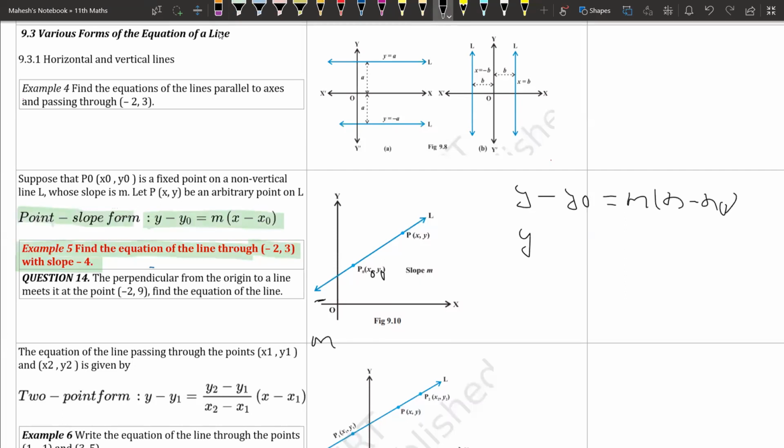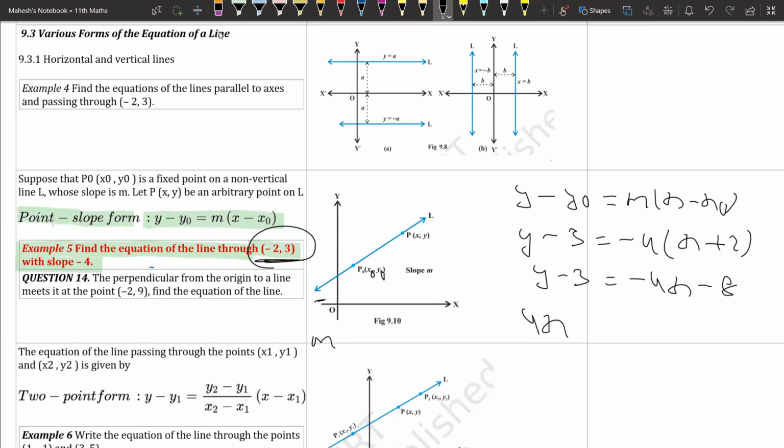Clearly, y is the general point, so y and x will be as they are. As you can see here, the coordinate of this point is (-2, 3), that means y naught is 3. So y minus 3 is equal to m, where m is replaced by -4, times (x minus x naught), and x minus of minus 2 is plus 2. So finally, it is y minus 3 is equal to -4x minus 8. Now, writing in the standard form, bringing -8 to the left, it should be 4x plus y plus 5 equal to 0.